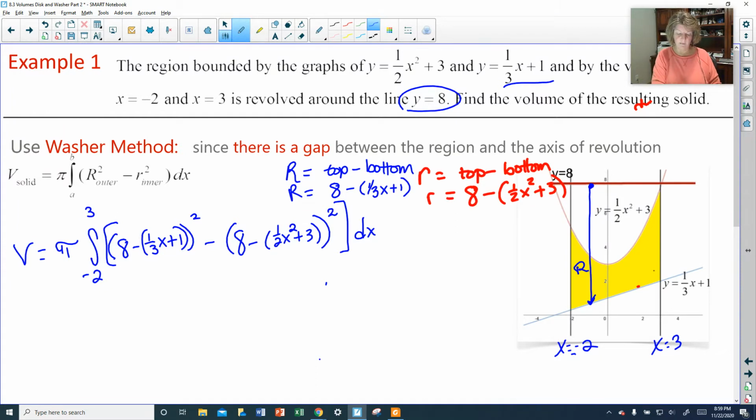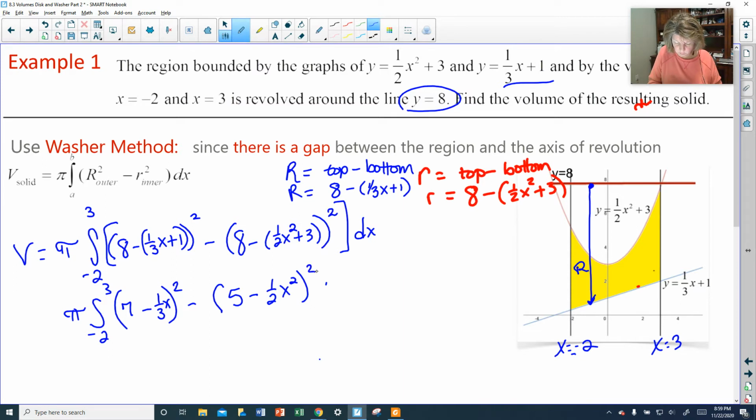So it's quite complicated, isn't it? We could simplify it down some. It would have been okay to write -2 to 3. I would have had 8 minus a 1 inside there, so I could have 7 minus 1/3 x, quantity squared, minus, this would have been an 8 take away 3, so a 5 minus 1/2 x squared, dx.